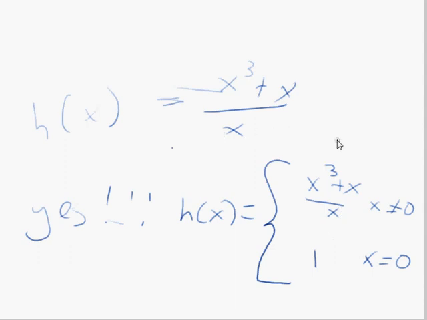Could you type that into a calculator? There is a way, it's kind of complicated, but there is a way to do piecewise functions on your calculator, yes. So this function is continuous. We don't pick our pencil up. When we are able to do this, this is what's called a removable discontinuity.